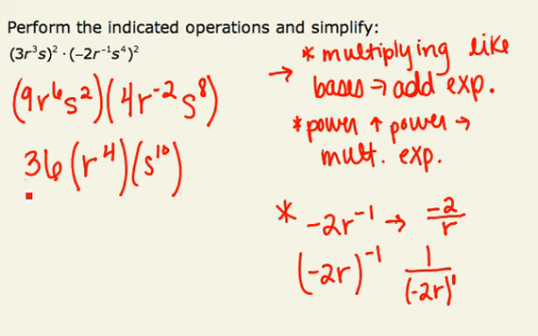Now, I didn't need to isolate those exponents, but I did that for you to see each individual exponent. So my final answer would be 36 r to the 4th, s to the 10th.